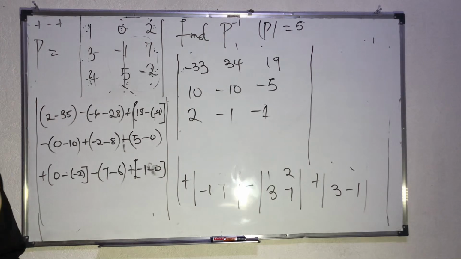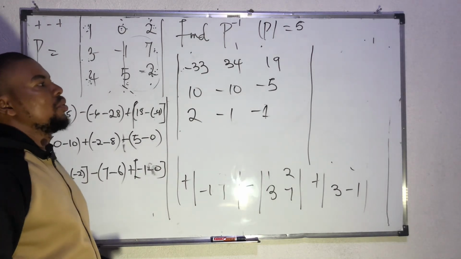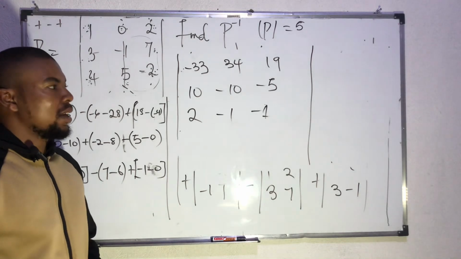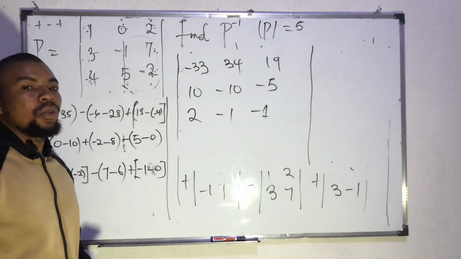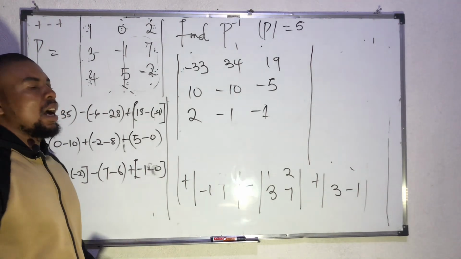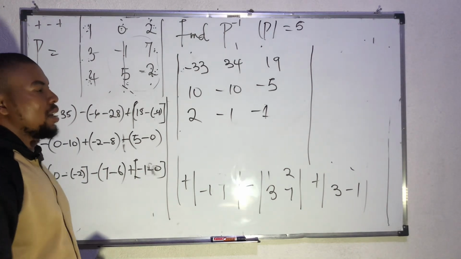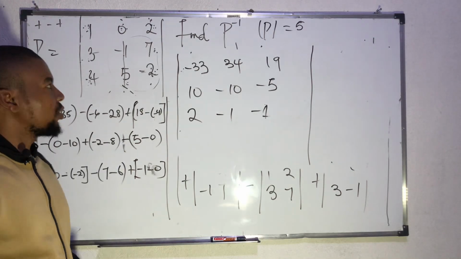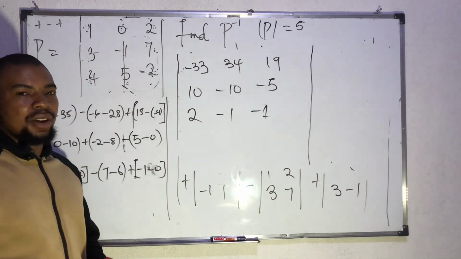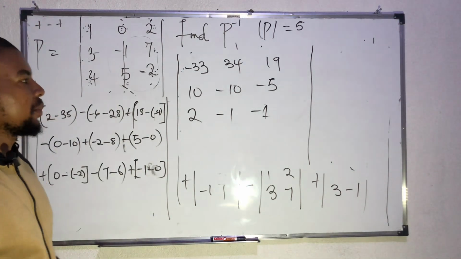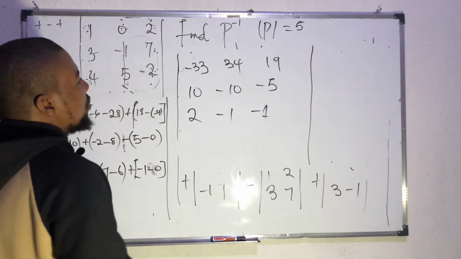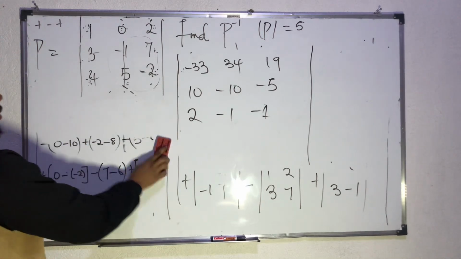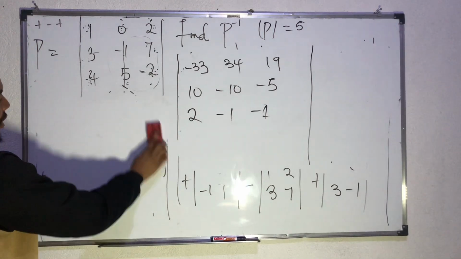Okay, now what's the next step? Remember I told you that once you've gotten your cofactors, the next step is to transpose these cofactors. After transposing these cofactors, you're going to divide them by the determinant of the original matrix, and that will give you the inverse, which we're looking for. Now, what else do we do at this point? How do we transpose this matrix?